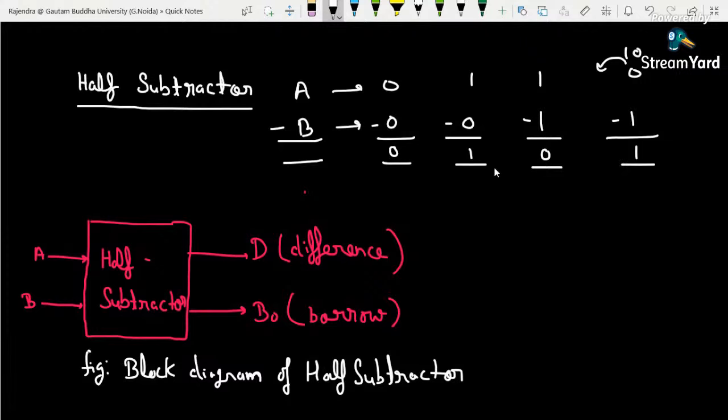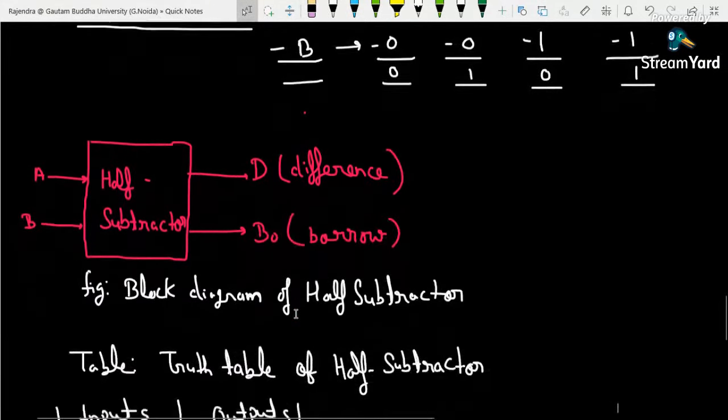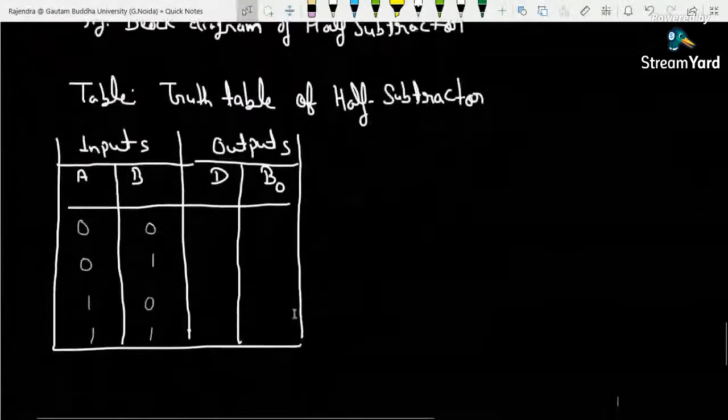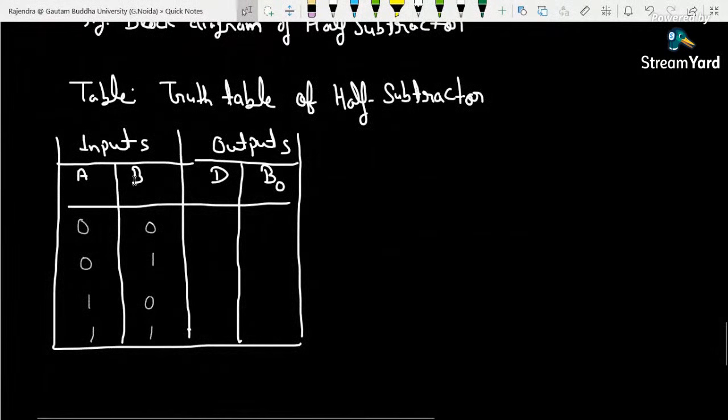So a half subtractor has two inputs. This is the block diagram. Inputs A and B, and two outputs: D for difference, and another output B not for borrow in a half subtractor. This one is the truth table of the half subtractor circuitry. So inputs are A and B of size 1 bit. So I write here all possible combinations.